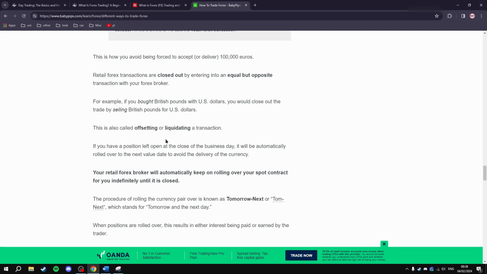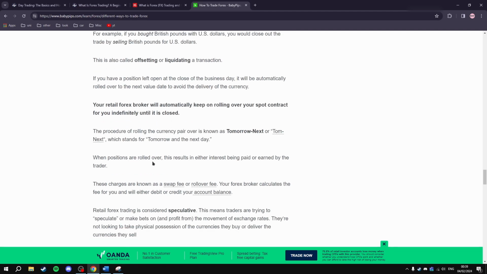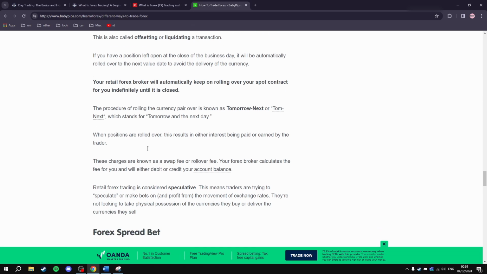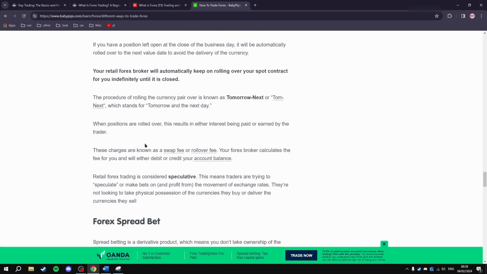If you have a position left open at the close of a business day, it will be automatically rolled over to the next value date to avoid the delivery of the currency. Your retail forex broker will automatically keep on rolling over your spot contract for you indefinitely until it is closed. The procedure of rolling the currency pair is known as tomorrow next or TOM next, which stands for tomorrow and the next day. When positions are rolled over, this results in either interest being paid or earned by the trader.